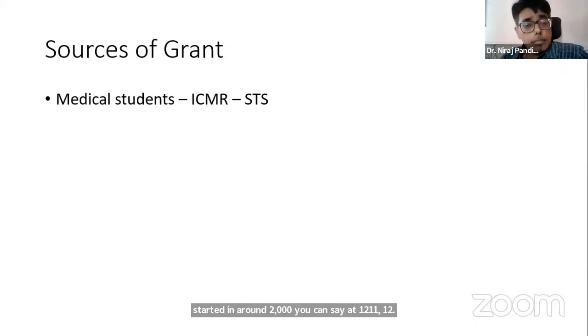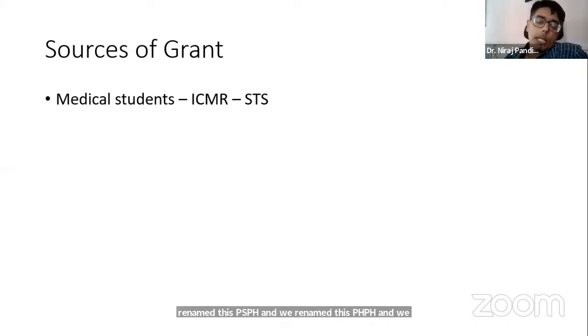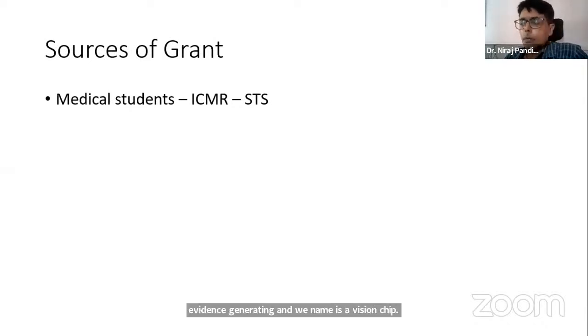The basic concept of this Evigen chip was developed based on Problem Solving for Better Health, PSBH. Those who are from old medical colleges know this PSBH concept, in Gujarat, Karamsad, and others. There are colleges running this PSBH, and we renamed it with an evidence-generating component, and named it Evigen chip. This is a compulsory part.